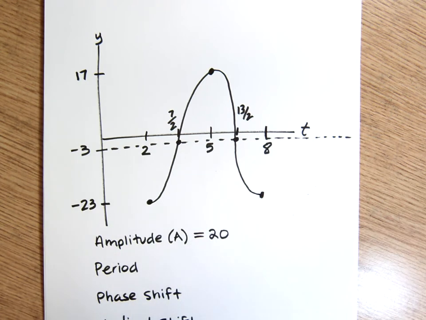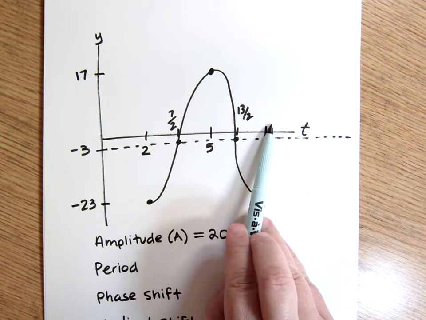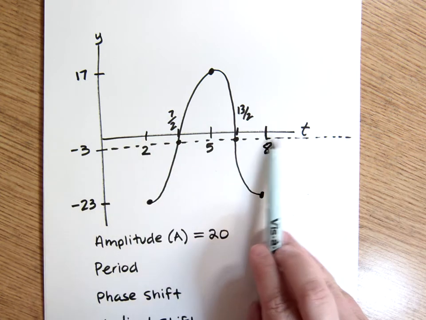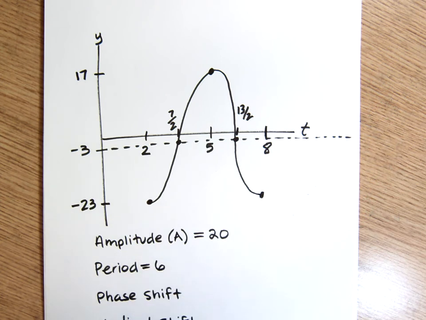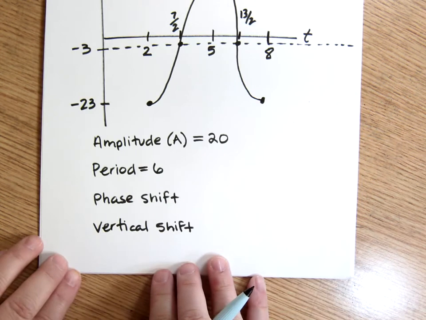Period. That's how long it takes to complete one full cycle. We started at 2. We got back down to the same place at 8. 8 minus 2 is 6, so the period is 6. Now what we use that to find is our value of b, that we're going to plug into the equation. This is a sinusoidal function.